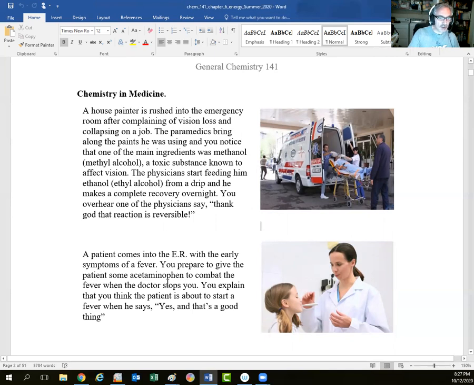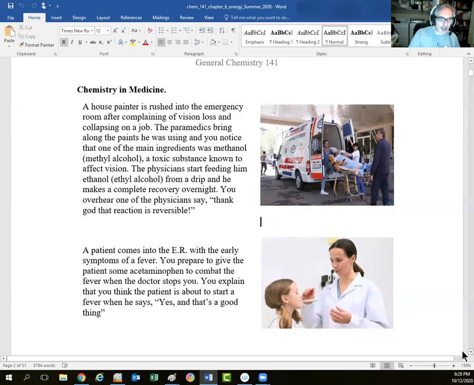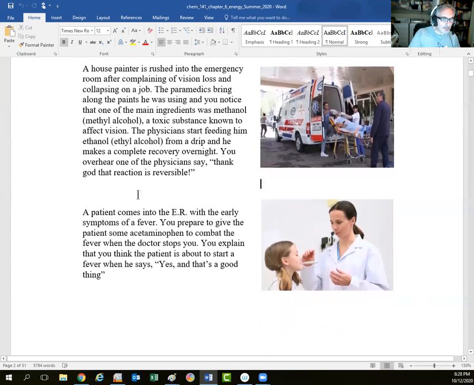Second scenario, patient in the ER with symptoms of a fever. One of the doctors or nurses plans to give the patient some acetaminophen to try and combat the fever, but the lead physician tells you to stop that. You explain that the patient is suffering from a fever, and the lead doctor says, well, maybe that's a good thing. We'll talk about that and exothermic reactions in the body and why they might be advantageous.